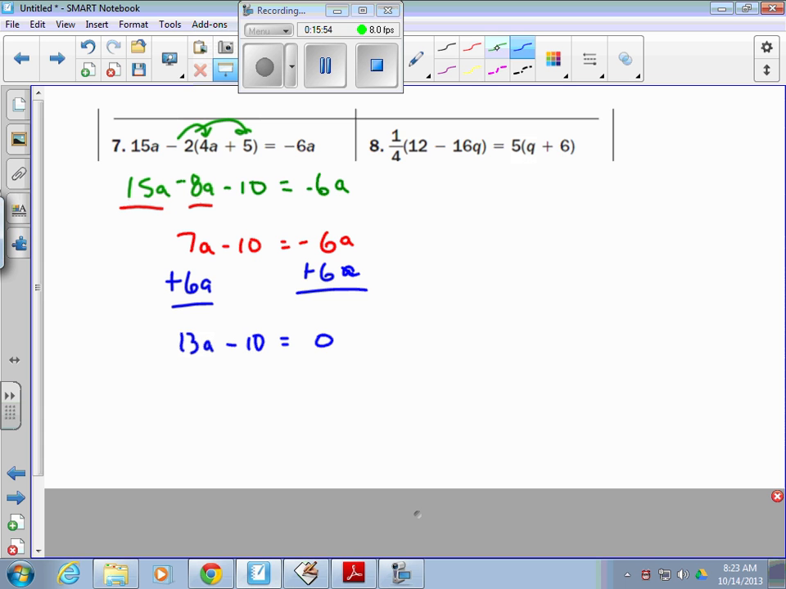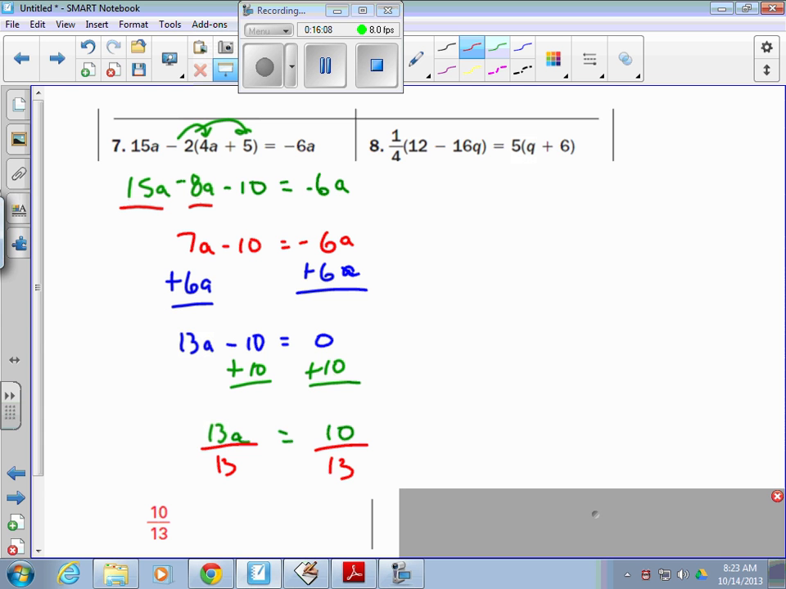Get rid of minus 10 by adding it to both sides. And you have 13a equals 10, and then get rid of 13 times something by dividing it on both sides. So a's value equals 10 over 13.